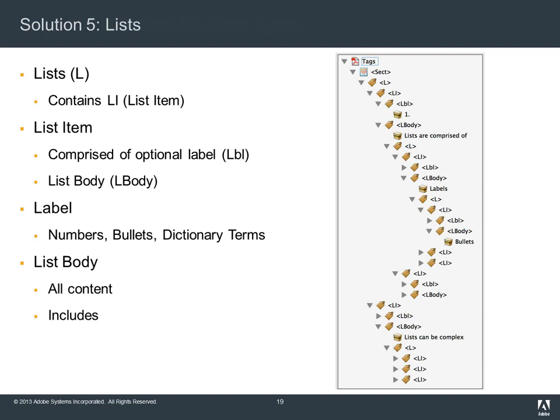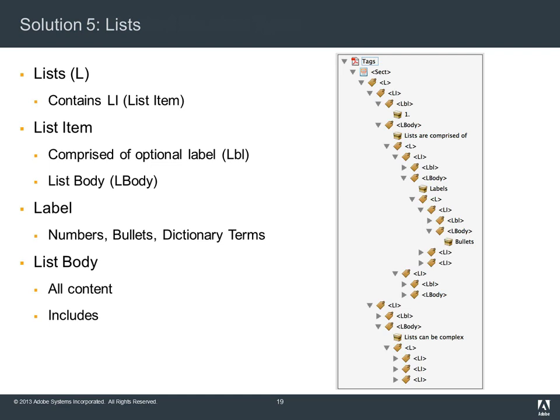Lists are comprised of basically four elements. There's the list itself, the list container. Underneath that, it has a sequence of list items. The list items can contain an optional label and a list body. And the list body is the actual content of the list, and the label could be the bullets, the numbers, or if it's a dictionary term list, if you've got a dictionary term on the left and a definition on the right, it could be that term. Those are all the labels, and then the contents on the right-hand side.